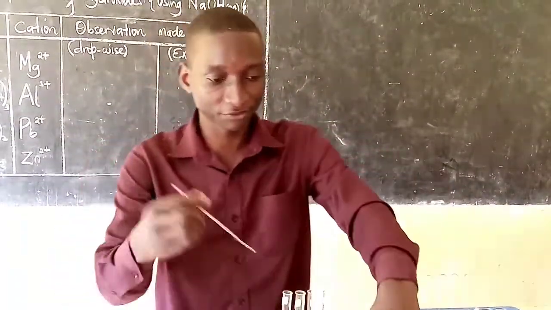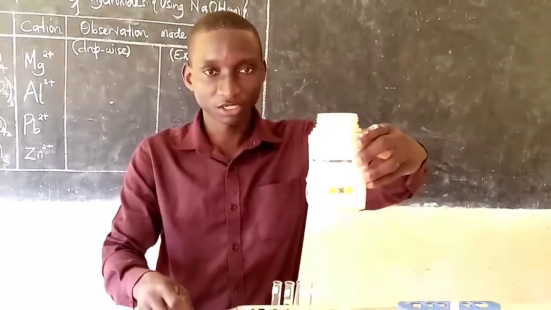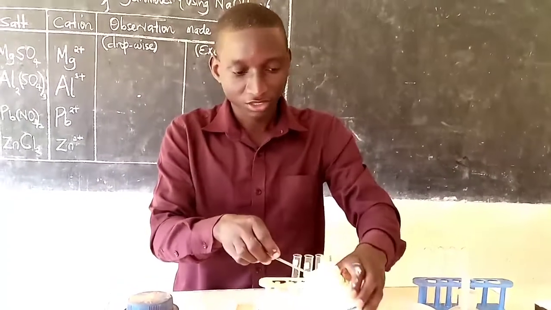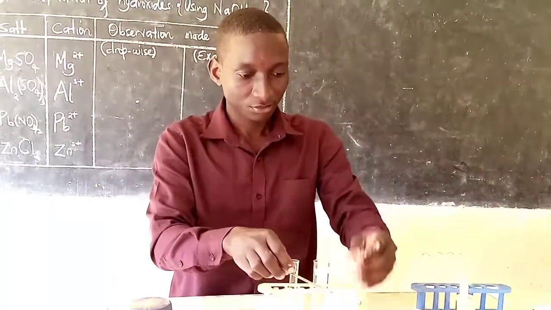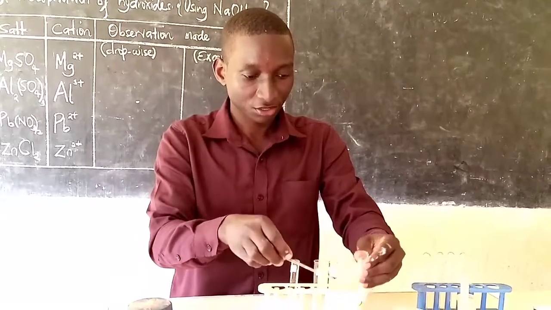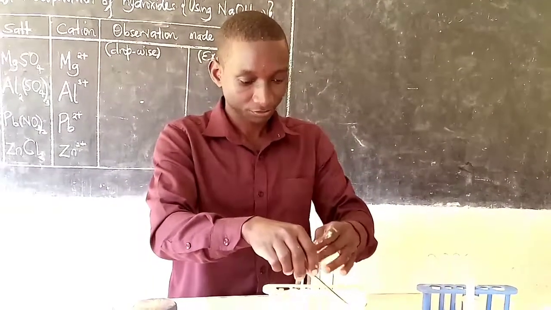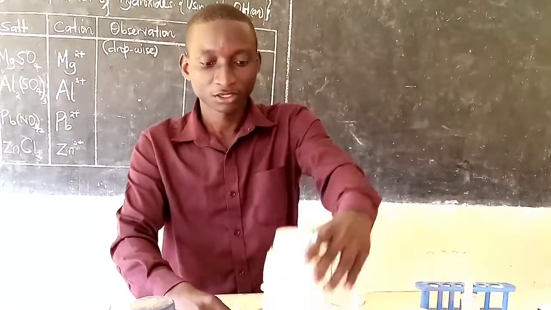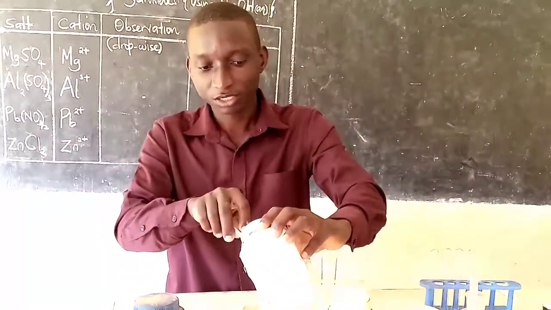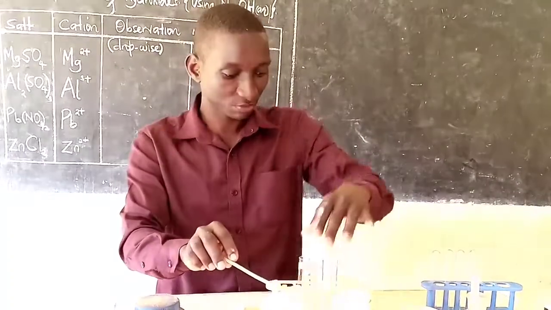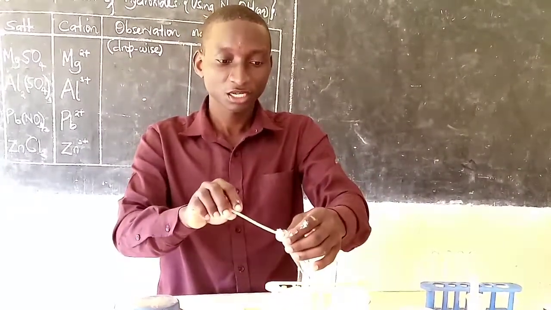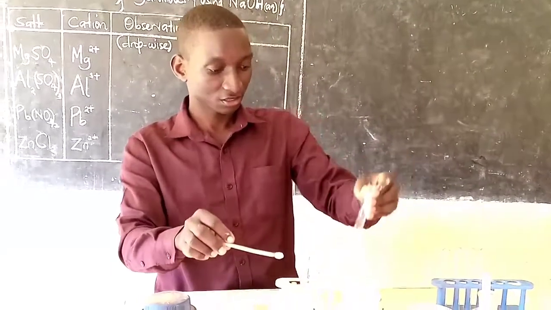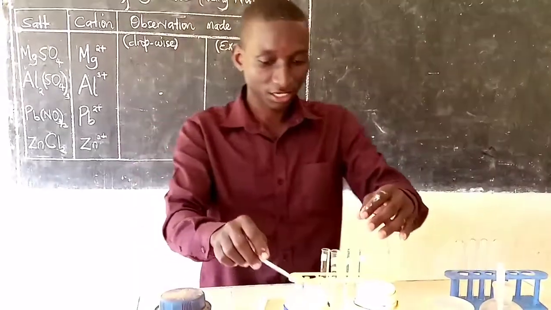We pick a spatula end full of, this is magnesium salt, so we pick a spatula end full of magnesium, or just a small amount, and have it in that. Then we also pick a spatula end full. This is our aluminium salt, which is aluminium sulfate. So we pick a spatula end full of aluminium sulfate, and also we dissolve. We shall dissolve it with our water, that is aluminium.